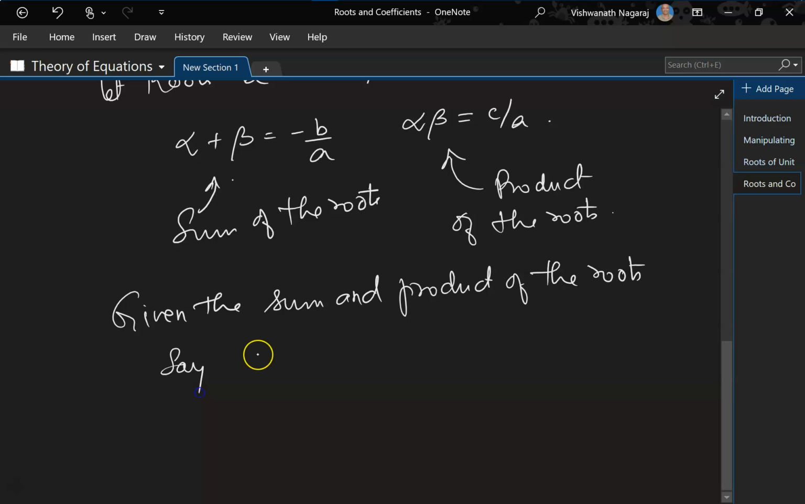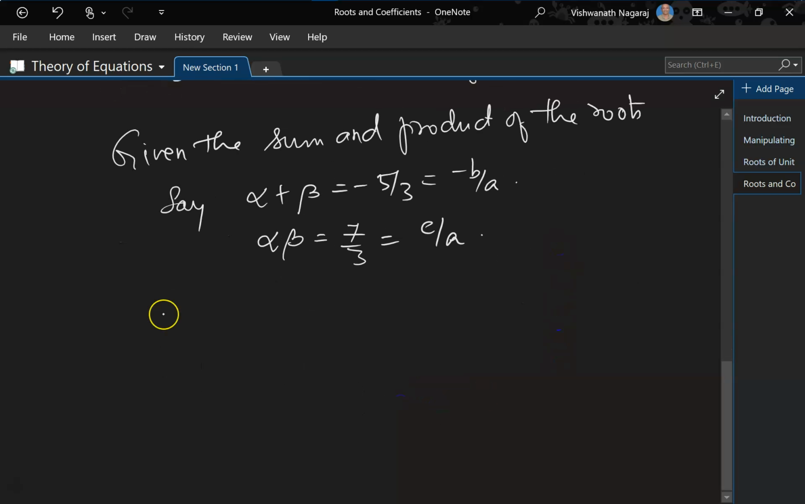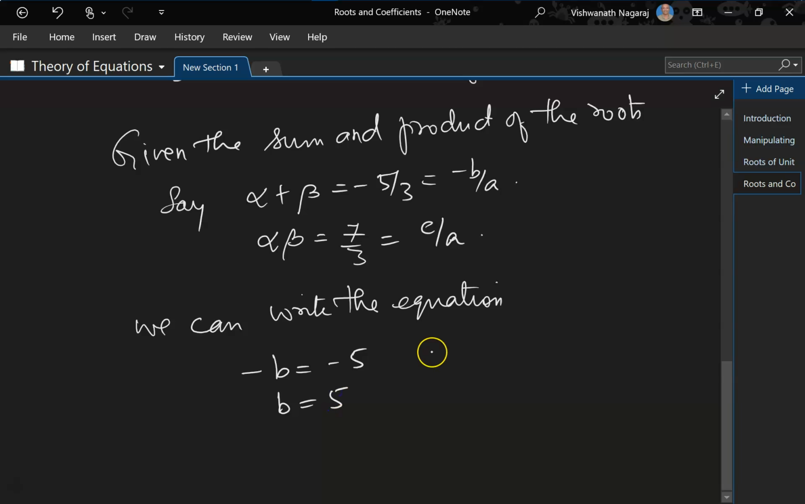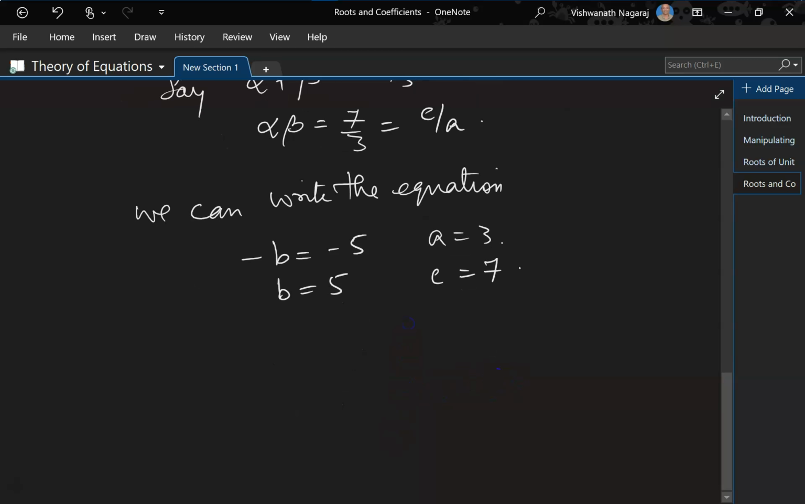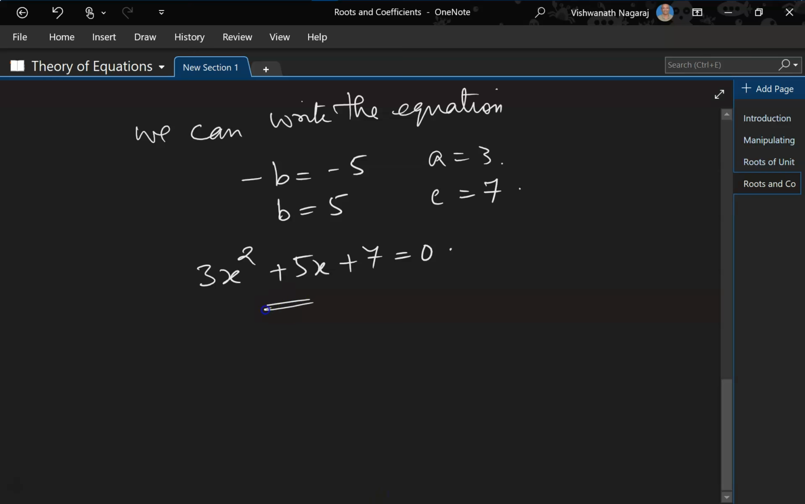So say alpha plus beta is equal to minus 5 by 3, and alpha beta is equal to 7 by 3. Remember, this is minus b by a, and this is c by a, right? So which means we can write the equation using minus b is equal to minus 5, which means b equal to 5, a equal to 3, and c equal to 7. And what is the general form of the equation? ax square plus bx plus c, that is 3x square plus 5x plus 7 equal to 0. So that is the equation.